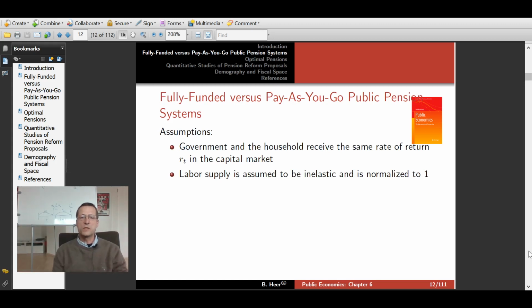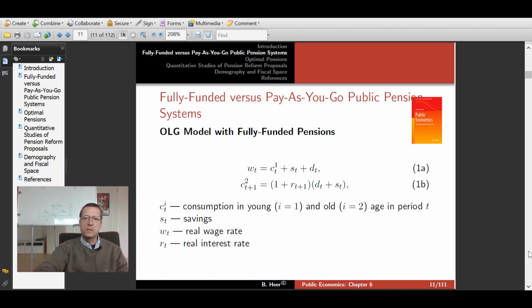Now we make a couple of assumptions, and you can always discuss if this is realistic. One is that the government and the household receive the same rate of return in the capital market. Well, at first sight, you might argue, okay, if the government buys bonds or stocks, why should they receive a different rate of return than the households and the private agents? Well, we always look at the case that savings are positive. ST is positive here in equation 1b.